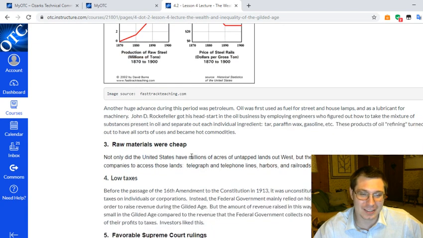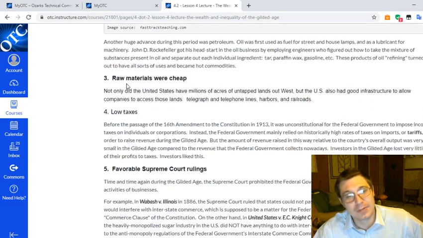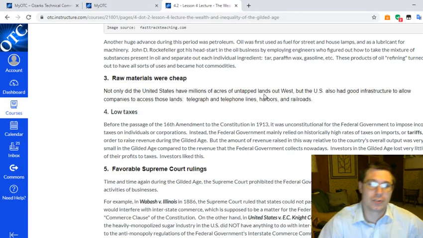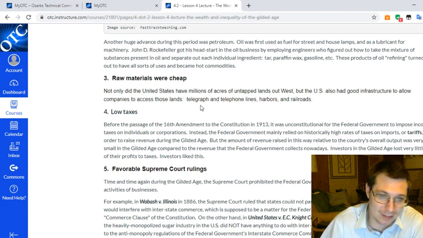That's a common theme in the Gilded Age, something that people felt like was unjust. Another reason for American economic growth was that raw materials were cheap. Not only, particularly cheap in the US, that is. Not only did the United States have millions of acres of untapped lands out west, but the US also had good infrastructure to allow companies to access those lands. Telegraph and telephone lines, harbors, and railroads.